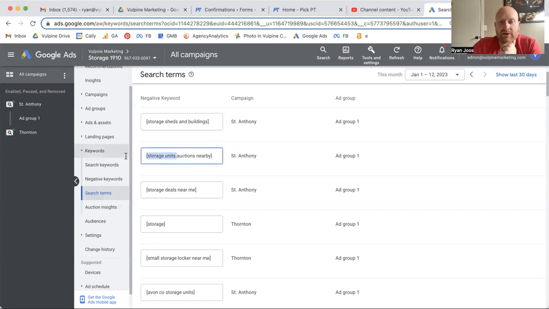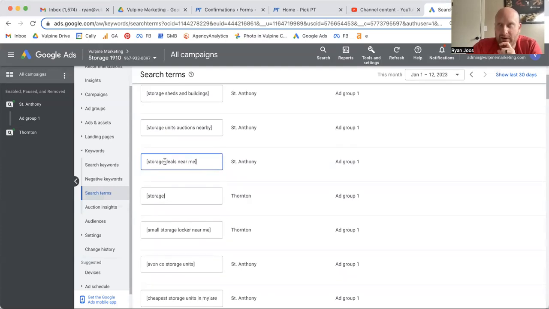So the way that you do that is phrase. Pull out that phrase, negate that phrase. We do not want auctions ever. Once again, I've already done that, so I'm going to go ahead and just leave that exact match in there, although I don't necessarily need to. Storage deals near me. I don't love the word deals. So I actually might pull out deals. That's not a terrible one, but for now I am going to. Just the word storage.